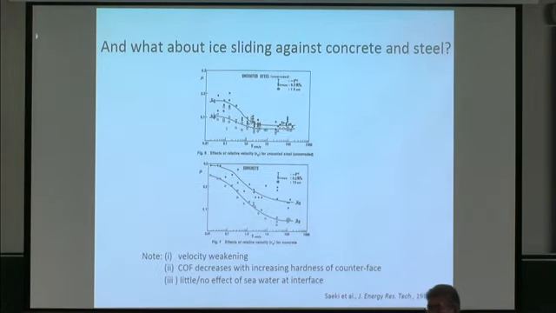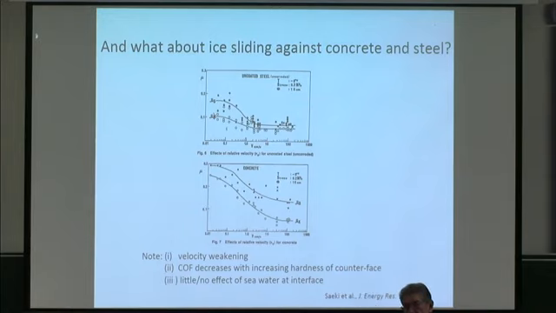But what about ice sliding against concrete and steel? And of course, those are the materials of which structures are made. Ice pushing against them, you ask, what are their characteristics? Same thing. Now I'm showing here results obtained at higher velocities within this low speed regime by Saiki et al.